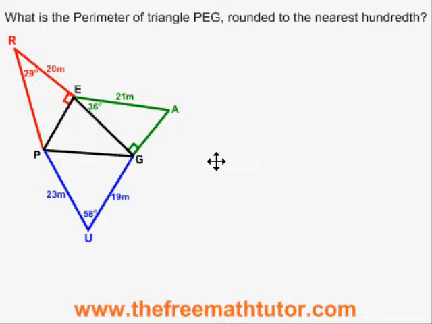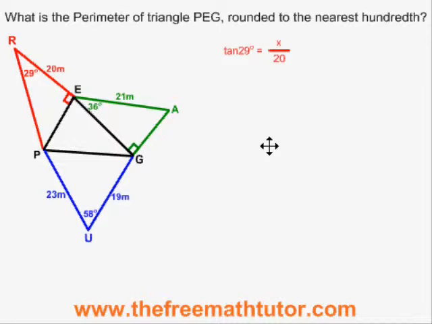In order to answer the question, of course, I have to know the side length of all 3 sides of triangle PEG. I am going to start with triangle PRE, where we know a 29-degree angle and the adjacent 20-meter side. And we would like to know the opposite side because it is one of the sides in triangle PEG.